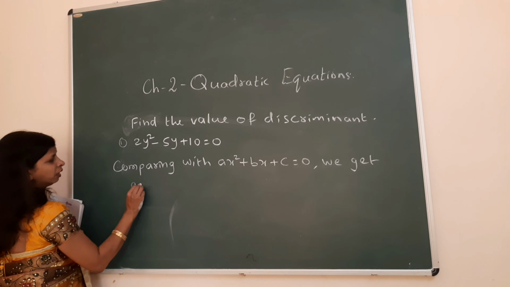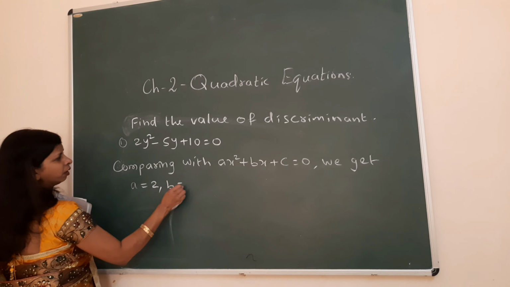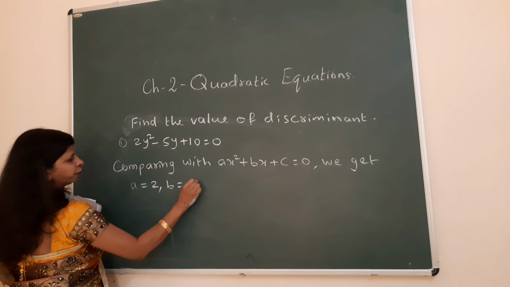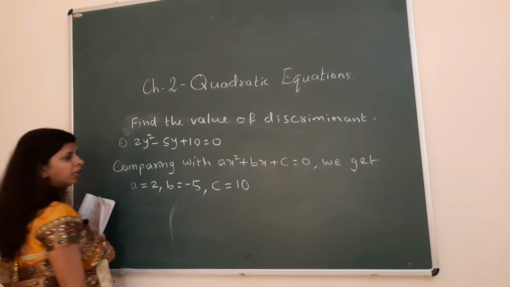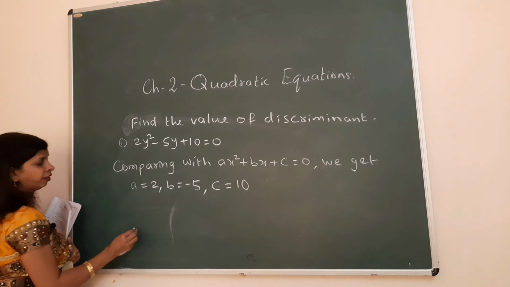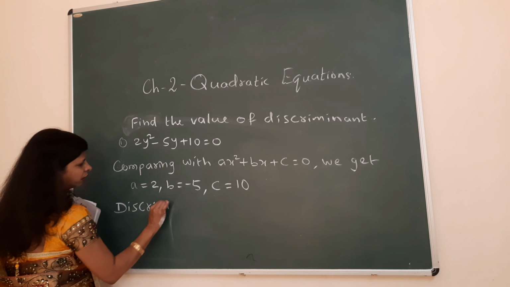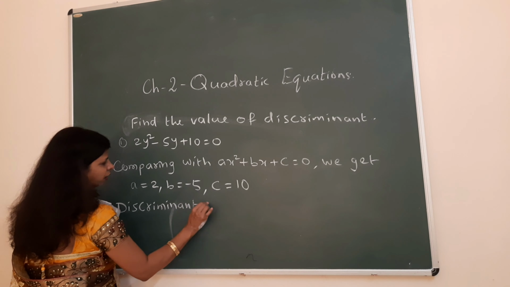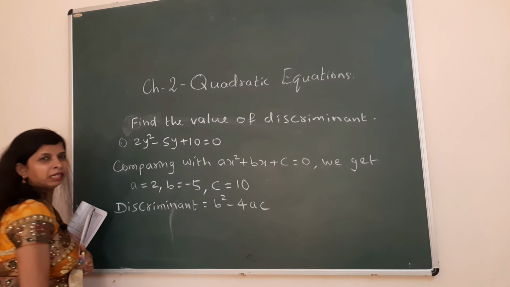My a is equal to 2. What is my b? b is equal to minus 5. And what is my c? It is equal to the constant term, 10. Now how to find the discriminant? This is your formula. Discriminant is equal to b square minus 4ac.